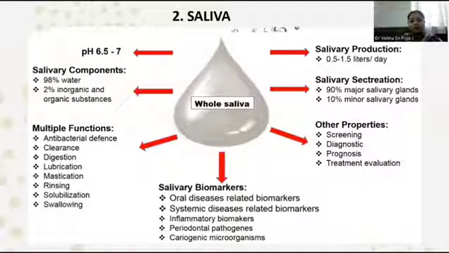These are the basic information about your whole saliva. The main component is 98% of water, 2% of inorganic and organic substances. The pH of your saliva is 6.5 to 7. It has multiple functions. It can be antibacterial defense, clearance, digestion, lubrication, mastication, rinsing, solubilization, swallowing. It has a production of 0.5 to 1.5 liters per day.